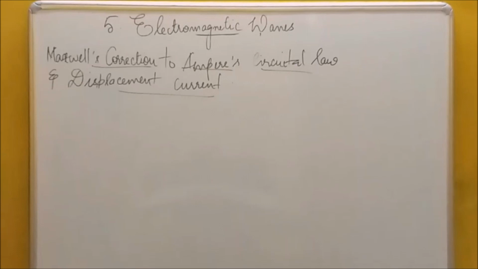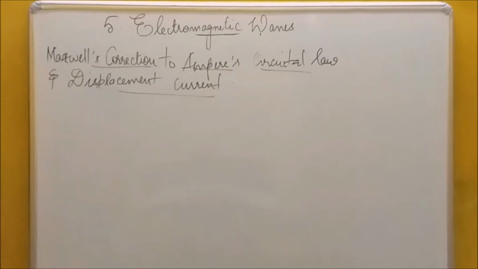Now the topic is Maxwell's corrections to Ampere's circuit law and displacement current. So we can use here Faraday's law of electromagnetic induction statement. From Faraday's law of electromagnetic induction, he says that by changing the magnetic field, an electric field is produced. So don't forget that by changing the magnetic field, an electric field is produced.